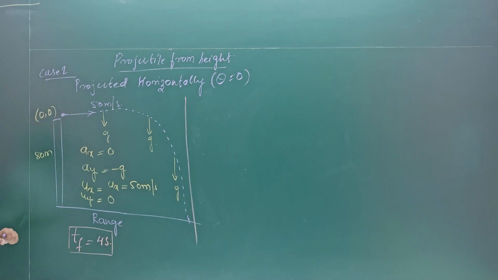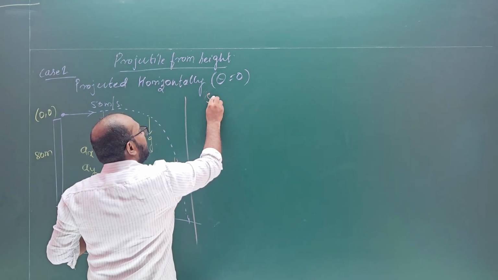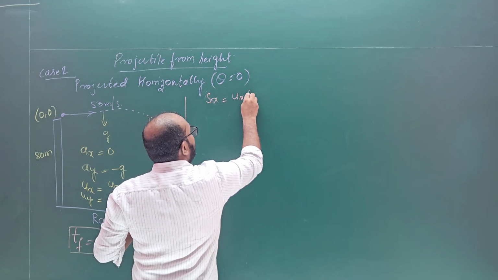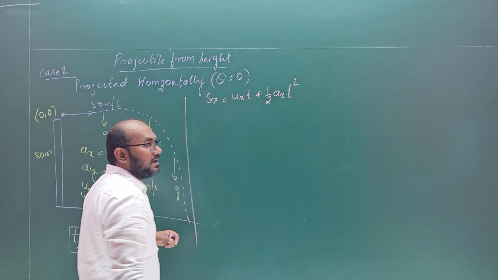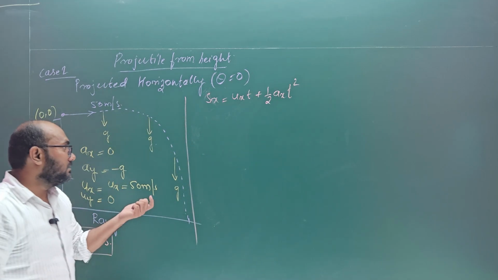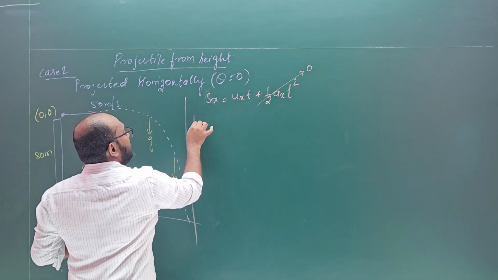Let us move to the next part now. So let us calculate the range. Now to calculate the range, generally we use Sx. Sx is nothing but uxt plus half axt square. What is the acceleration along the x-axis? 0. So this whole term becomes 0. Sx is nothing but your range.